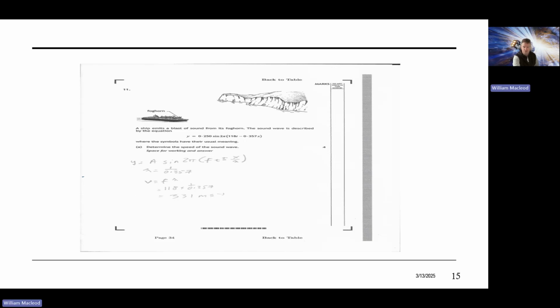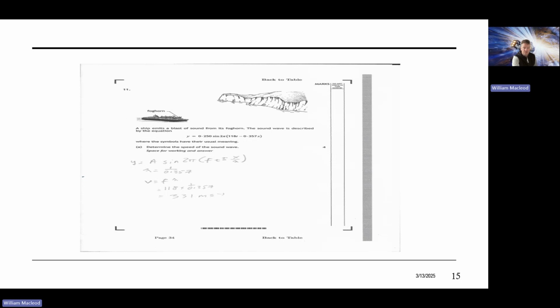So let's now think about some past paper questions. These ones are for Advanced Higher physics, SQA, but relevant to other exam bodies as well. A ship emits a blast of sound from its foghorn. The sound waves are described by the equation, where the symbols have their usual meaning. Determine the speed of the sound waves.